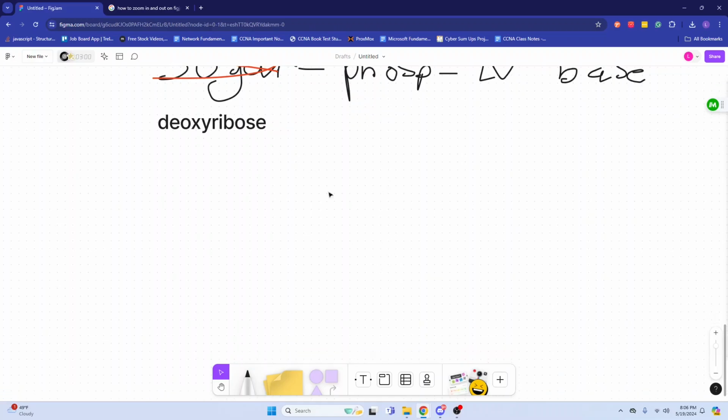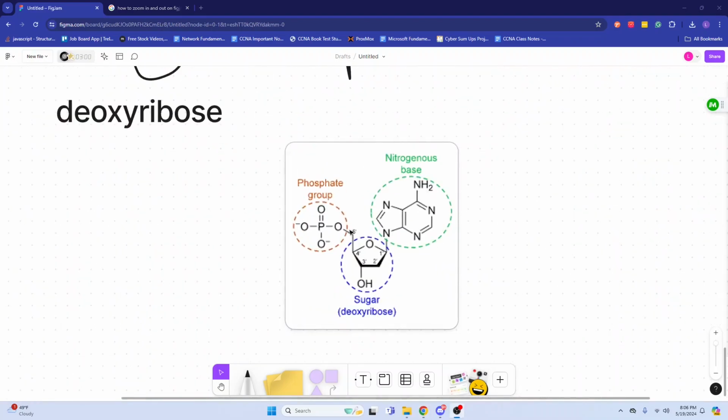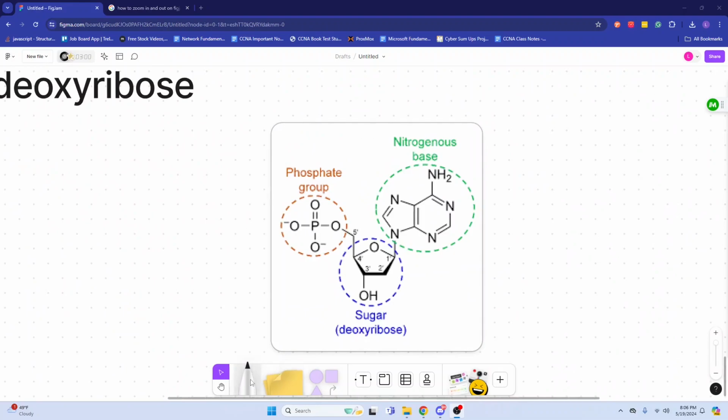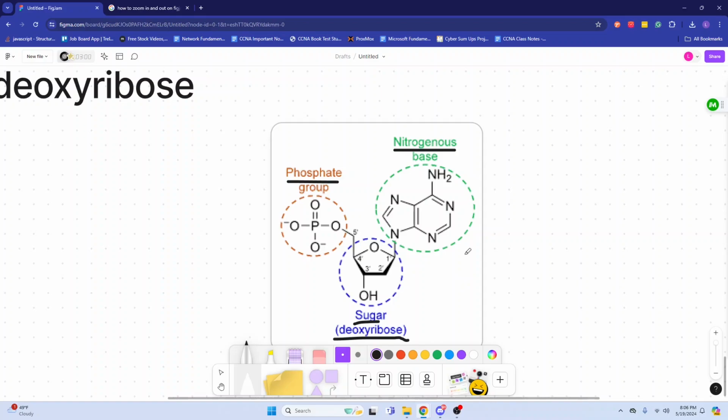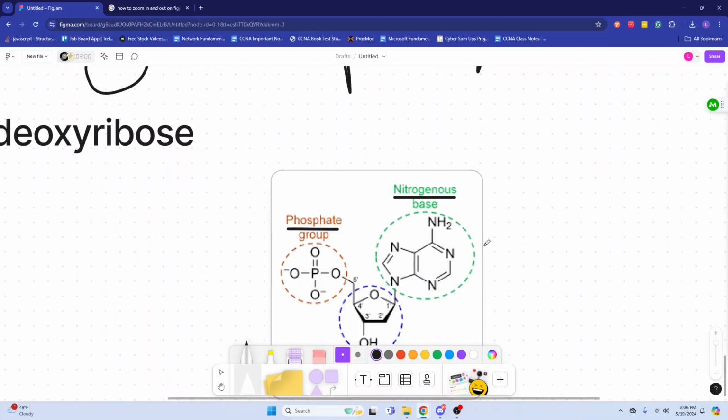So, I'll show you an image of what this actually looks like put together. As you can see, these are the three things that I previously mentioned, right? So we have the phosphate group, we have the nitrogenous base, and then we have a sugar. And right here you see deoxyribose. These are the three parts that make up a nucleotide, right? So we're talking about nucleotides here.